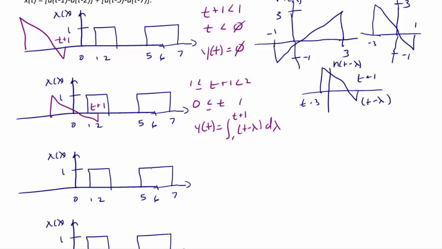Our next region is where t+1 is between 2 and 5. When t+1 is between 2 and 5, that means that h of t minus lambda completely overlaps the first block of x of lambda because the trailing edge is at t minus 3. And since that's more than 4 wide, that means even when I'm at the 5, the trailing edge would still be at the 1. So this would be y of t equals the integral from 1 to 2, t minus lambda d lambda.